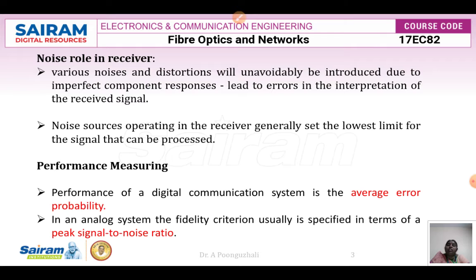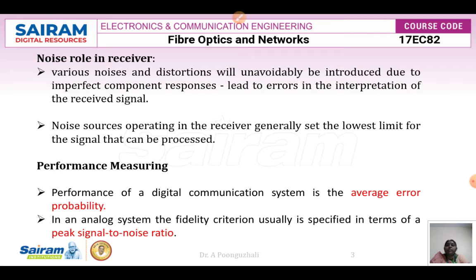So here is the noise role in your receiver. Various noises and distortions are unavoidably introduced due to the imperfect components that are present, which in turn will lead to errors in the interpretation of the received signal. The noise sources operating in the receiver generally set the lower limit of the signal that can be processed.